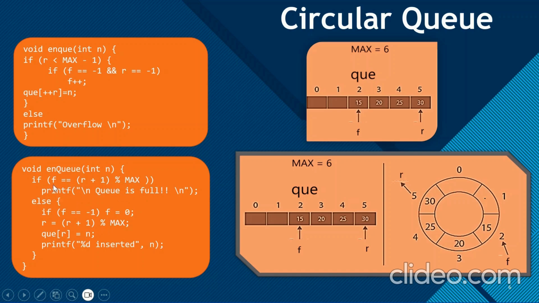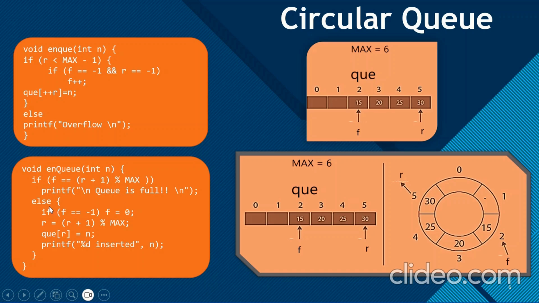Let us check this. f here is 2. Is 2 equal to r plus 1? What is r? r is 5. What is 5 plus 1? 6. 6 mod 6 is 0. Remember that mod returns the remainder out of the division operation. So 6 divided by 6 would give a remainder of 0. So I am saying if f, which is 2 in this example, is equal to 0, which is not true.